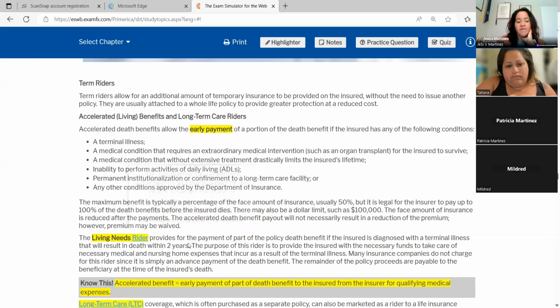Living needs rider provides for the payment of parts of the policy death benefit if the insured is diagnosed with a terminal illness that will result in death within 2 years. The purpose of this rider is to provide the insured with the necessary funds to take care of necessary medical and nursing home expenses that are incurred as a result of the terminal illness.